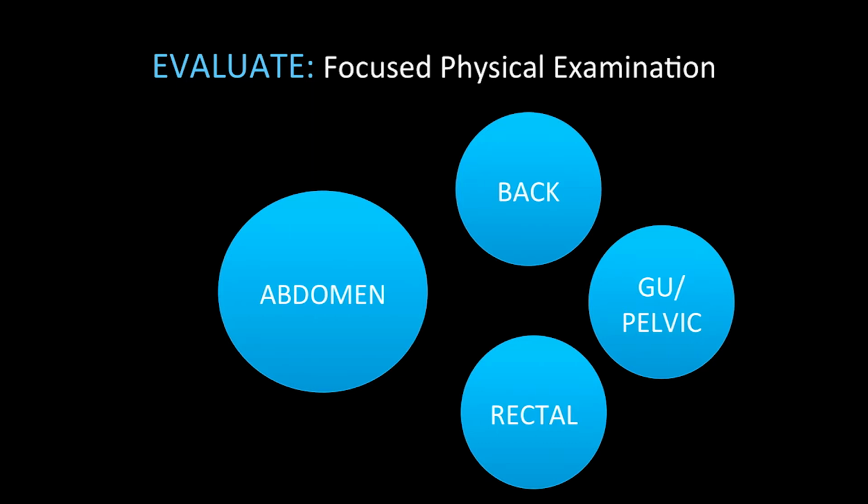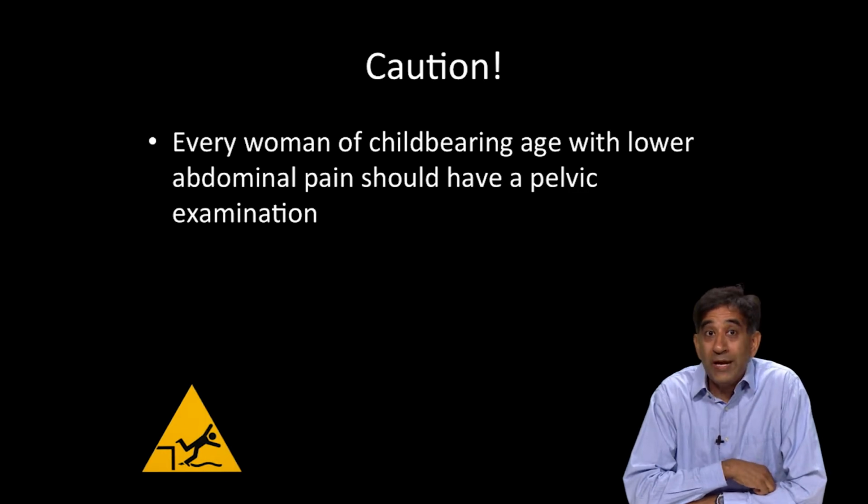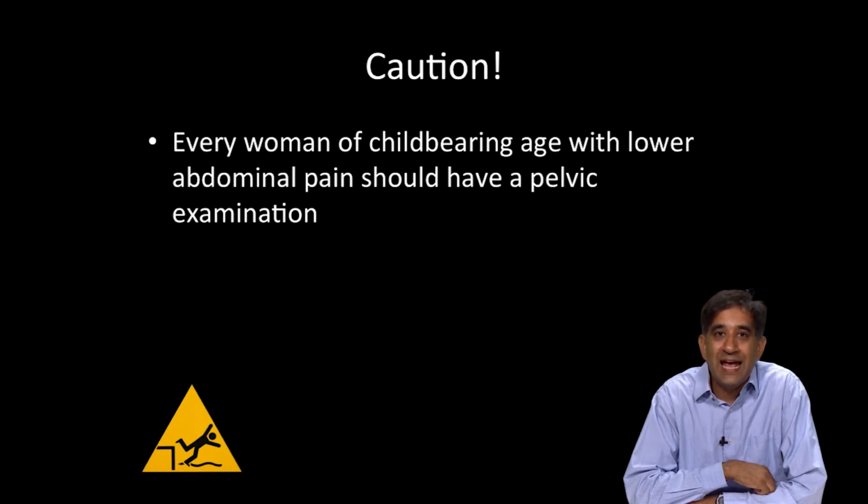So the focused physical exam in a patient with abdominal pain is the abdominal exam, back exam, GU or pelvic exam, and finally the rectal exam. Another warning sign is that any woman of childbearing age who has lower abdominal pain should have a pelvic exam. And the reason for this is failing to do a pelvic exam may lead you to missing a pelvic condition that could be causing the abdominal pain. Things such as pelvic inflammatory disease, a ruptured ovarian cyst, or an ectopic pregnancy can present with abdominal pain. And if you don't do a physical exam that includes a pelvic exam, you may miss one of these important conditions.